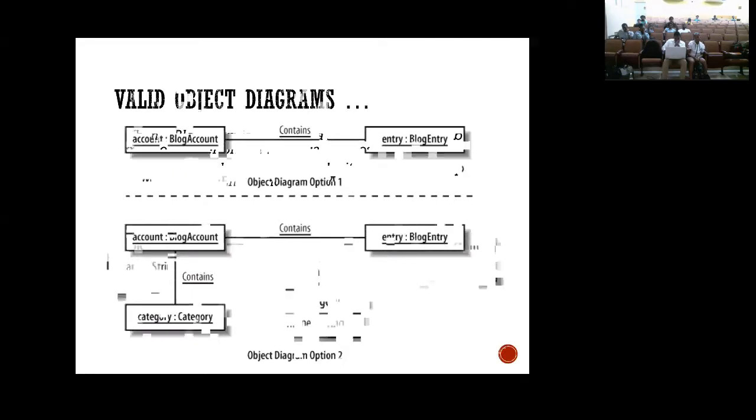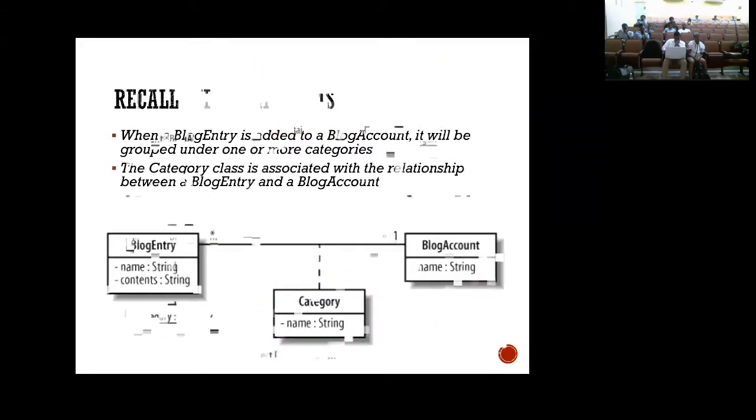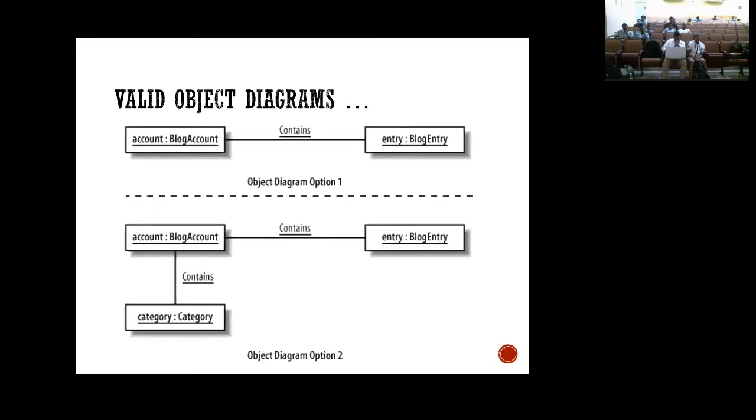Okay, so based on the diagram that we just looked at, here are some valid object diagrams. One of them shows that a blog account contains one entry. So there's this specific blog account called account, which contains this specific blog entry called entry. Making sense? You have to remember that the object diagram is showing literal instances. It means that we don't expect to see multiplicities on an object diagram.